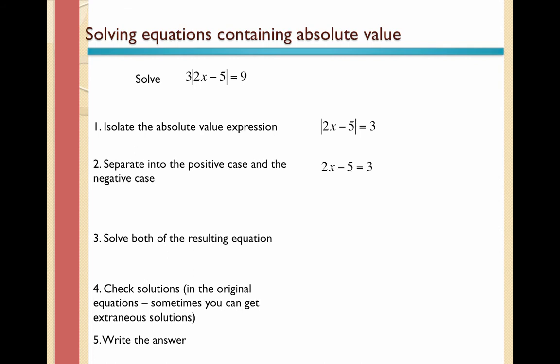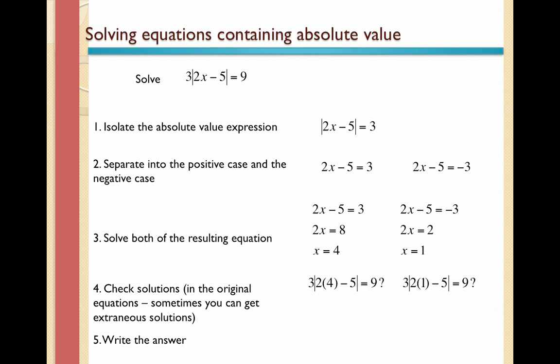Now we've got our absolute value isolated. We can divide into two cases. We solve each one just as we would a normal linear equation. Let's double check that we did not get an extraneous solution. So plug each of those values for x back into the original equation. Yes, we're convinced they both work. We'll write our solution set and we're done.